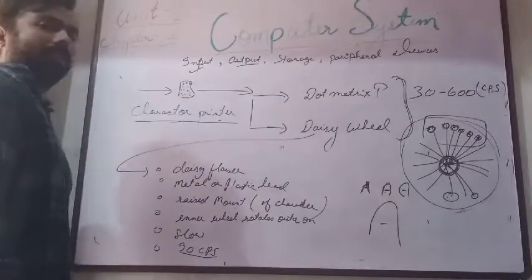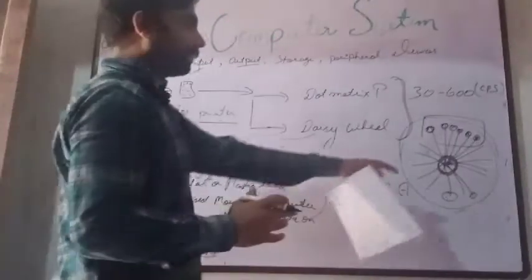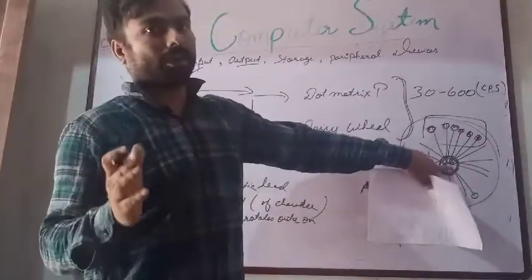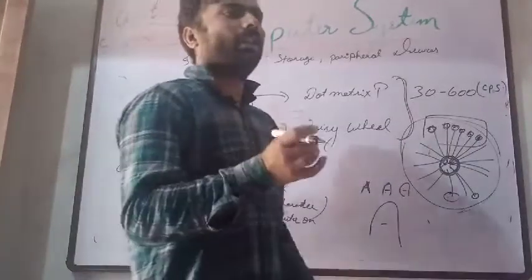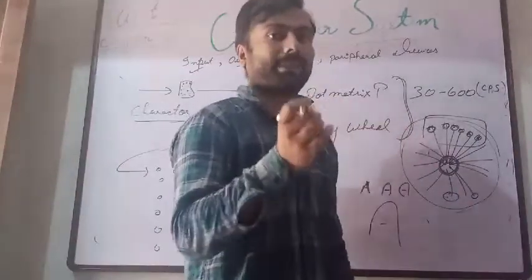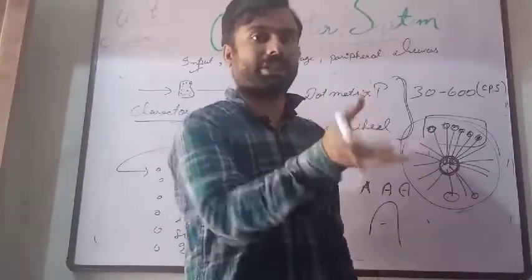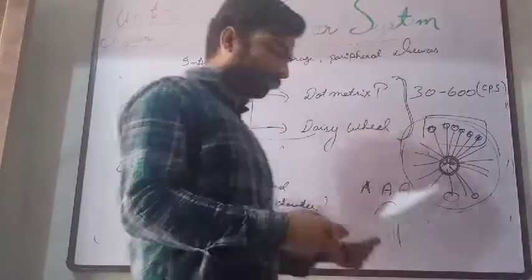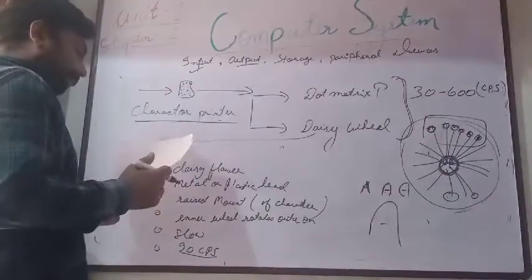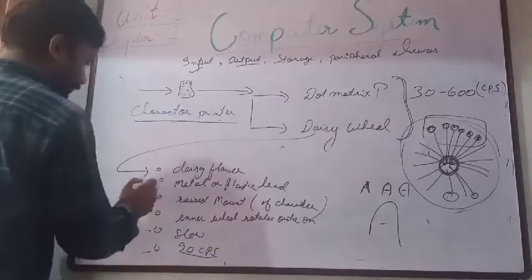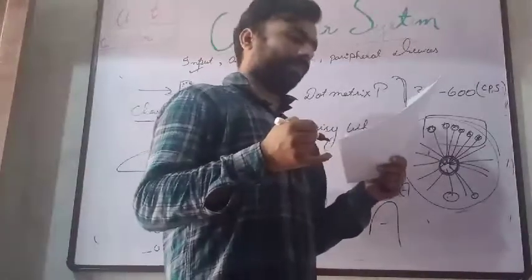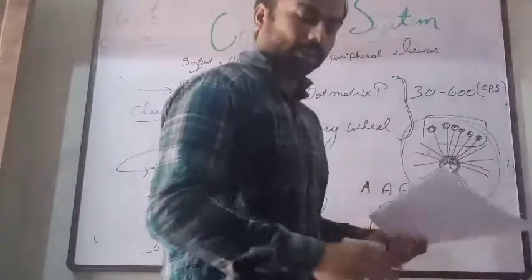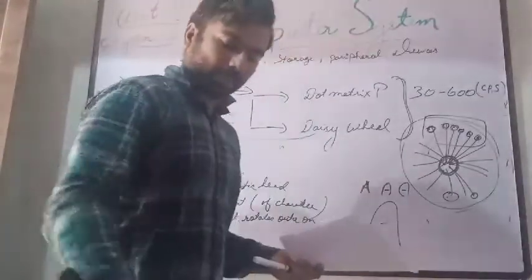Okay, it costs very high. The cost is very high, but nobody used to change it. Rarely it was changed, only if the printer gave the facility to change the wheel. Okay, so this much was there. So for the daisy wheel also you have understood which kind of printer it used to be.